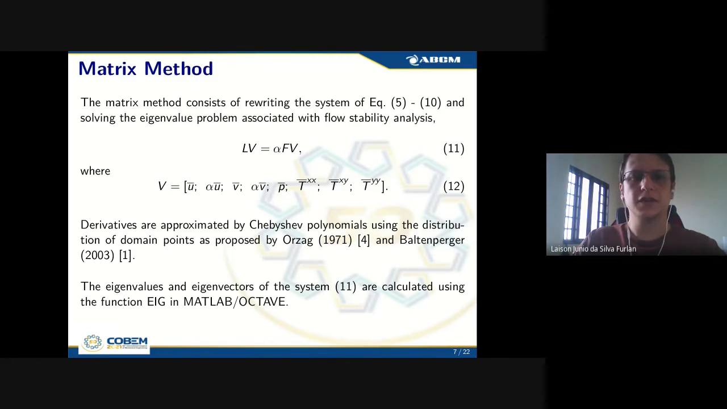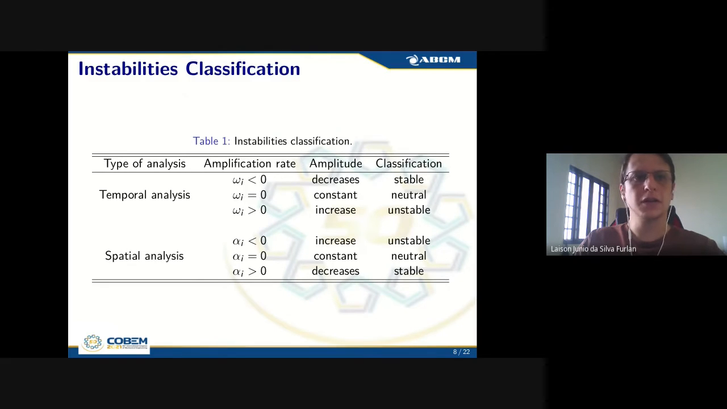The derivatives in the equation system are approximated by the Chebyshev polynomials as proposed by Orszag and Wallperger. And the eigenvalue problem was solved in this work using the eig function on MATLAB software. Table 1 shows how the instabilities are classified using the LST technique. In this work, we only made the spatial analysis, but the temporal analysis can be done using this method.